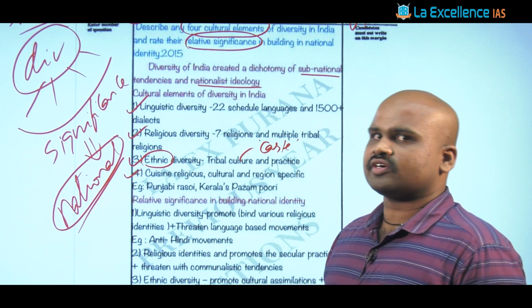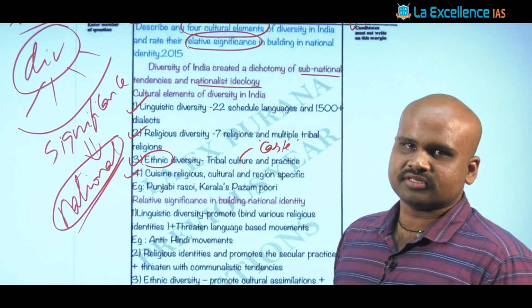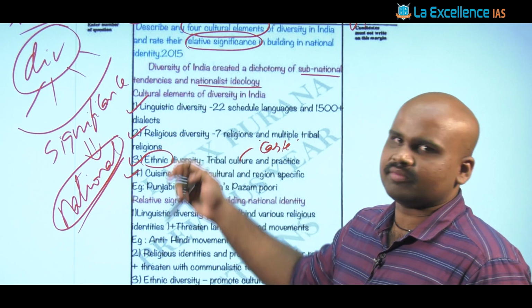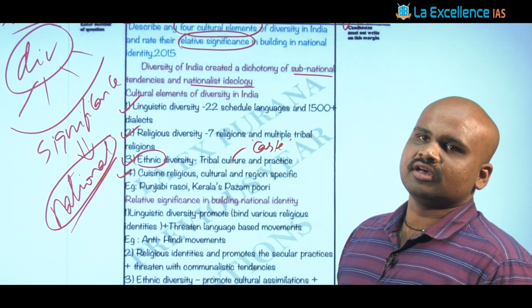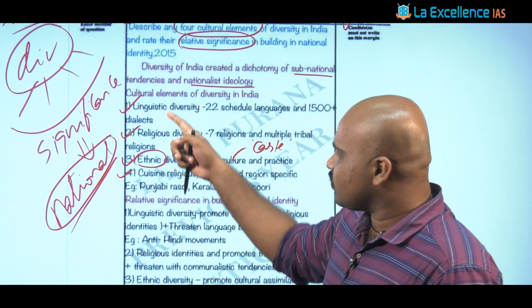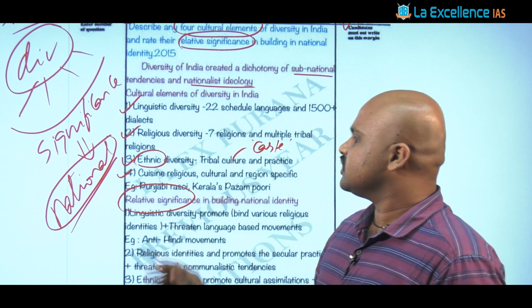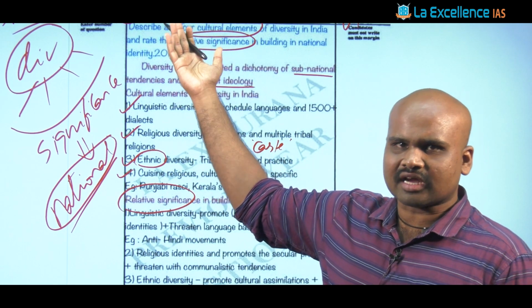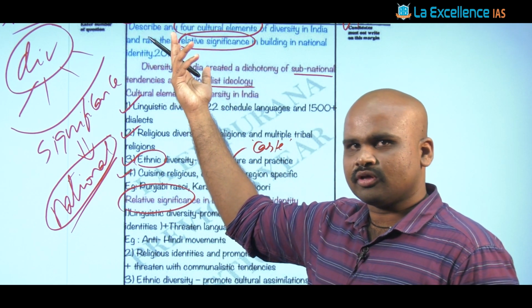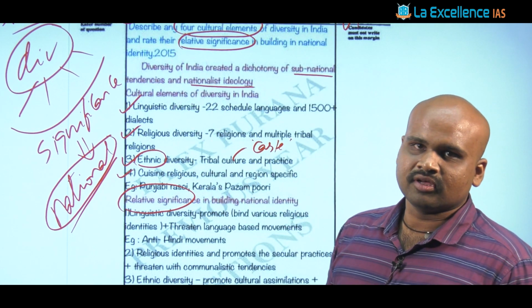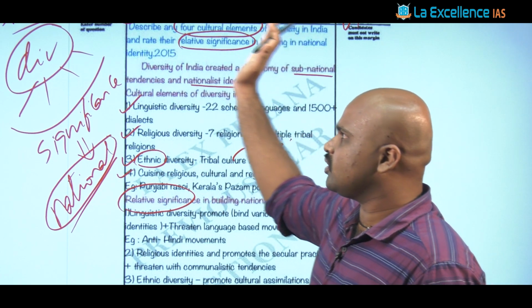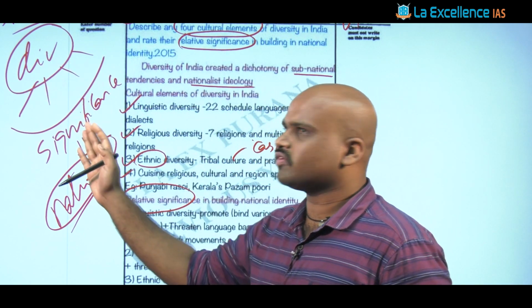Indian society is known for caste. Indian society is known for tribal diversity. And we have these four elements. And in the immediate next part of the answer, we are supposed to evaluate their relative significance. That is what the question is asking. Is understanding the question difficult? No. It is easy once you understand how many parts of the question are present. Once you realize the number of parts, you will be able to get the structure. This is how we are moving.